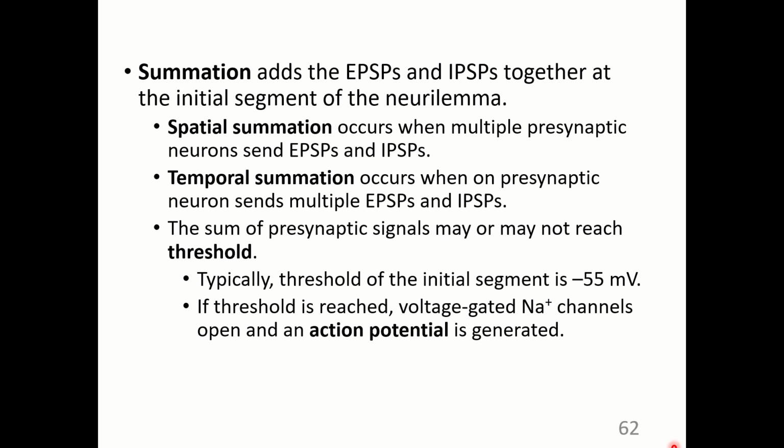Temporal summation occurs when a presynaptic neuron sends multiple excitatory or inhibitory postsynaptic potentials. So this is temporal because it's one presynaptic neuron that is sending different potentials over time. Temporal is time. So we have space: many neurons connected to different areas of the postsynaptic neuron. And we have time, which is one presynaptic neuron sending multiple signals over time.